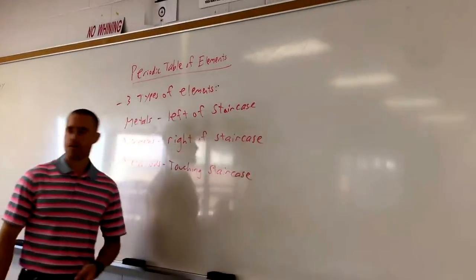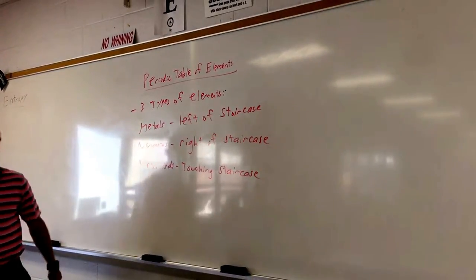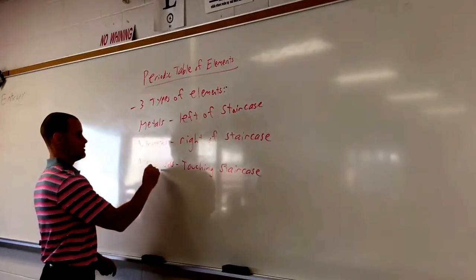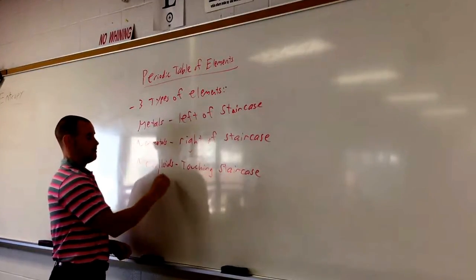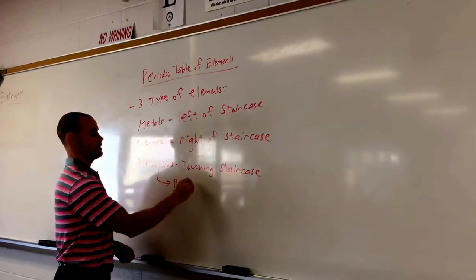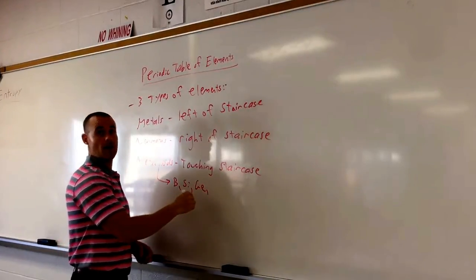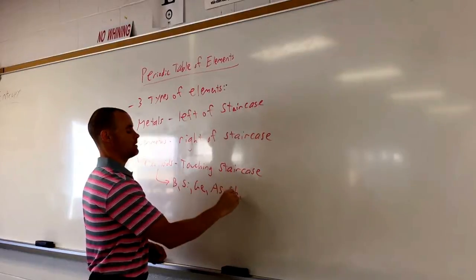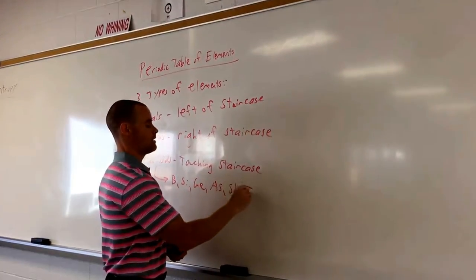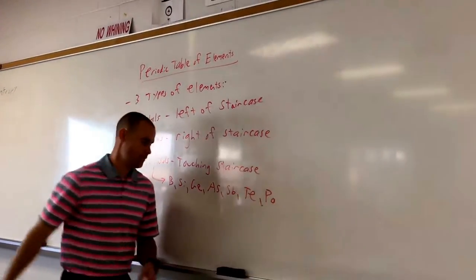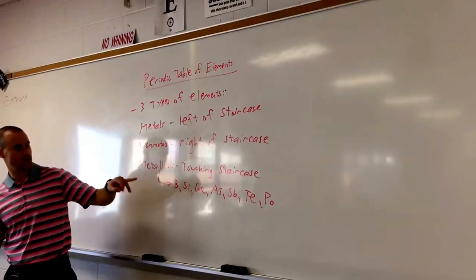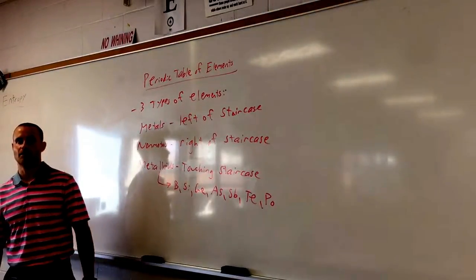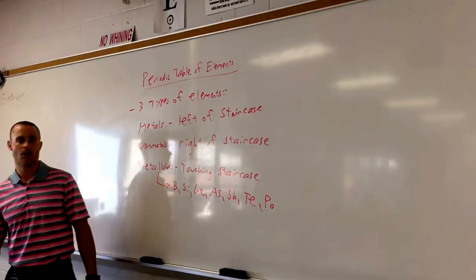Touching the staircase. All right, I'm going to give you a list of all the metalloids. Here we go. You've got B, Si, Ge, As, Sb, Te, and Po. That should be 8, and I count 7. What did I miss? Oh, At.